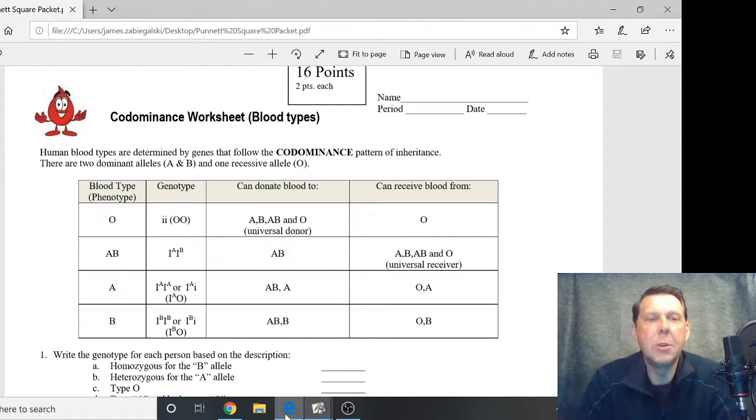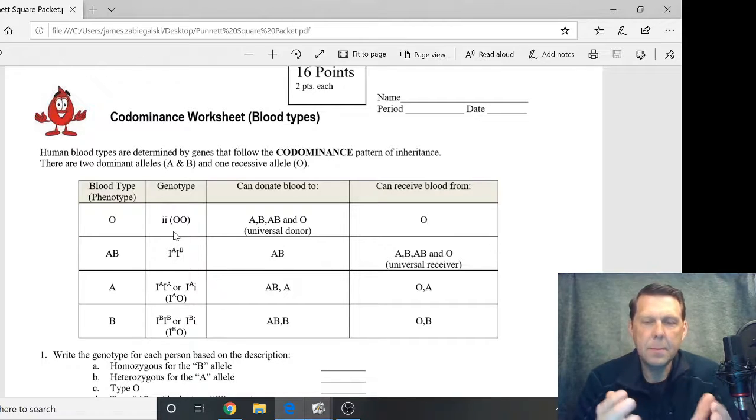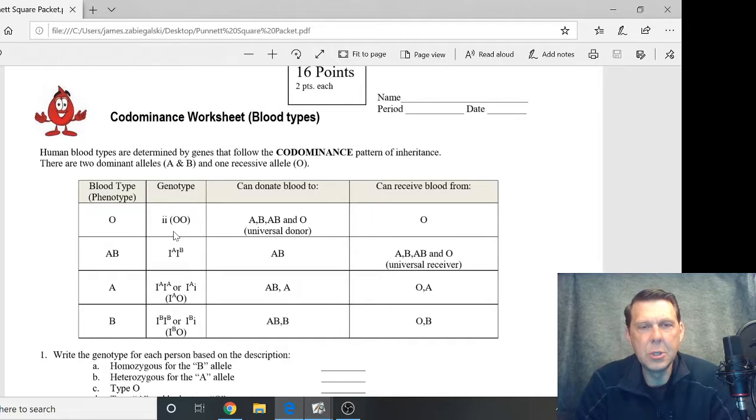All right, so here are blood types: O, AB, A, and B. Now, there's only one way you could be O, and that is if you got an O gene from your mom and an O gene from your dad. So remember, we represent OO with lowercase i. We do that because of the isoagglutinogen, which basically means a markered blood cell with antigens on it. Except O really doesn't have any. So we call that OO.